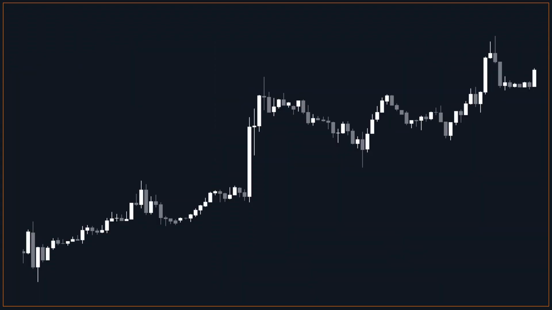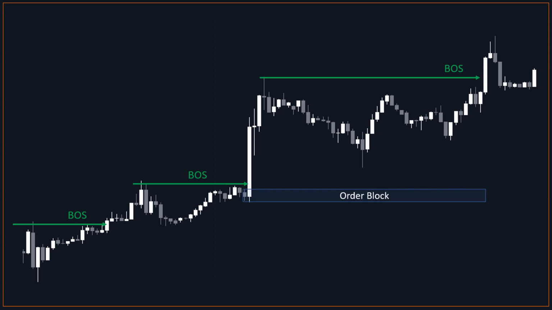All right, so let's take a look at another example right here. With this example, we notice that this is an uptrending market, and we can clearly see that by the breaks of structure to the upside. So now let's focus on this area right here. From here we notice this candlestick as the last bearish candle before the start of a bullish candlestick, and therefore we mark it as our order block.